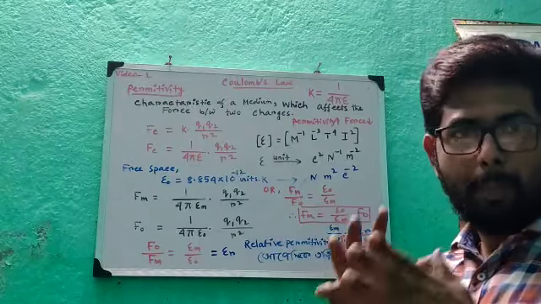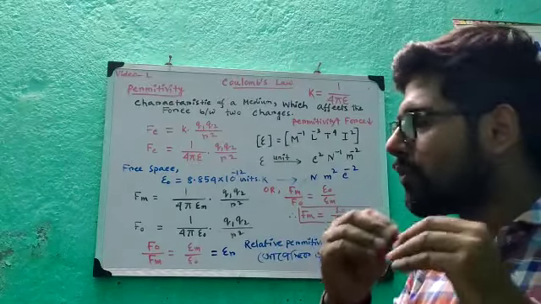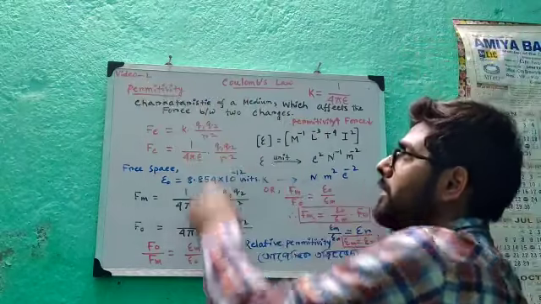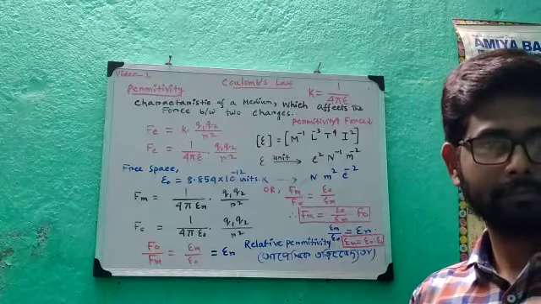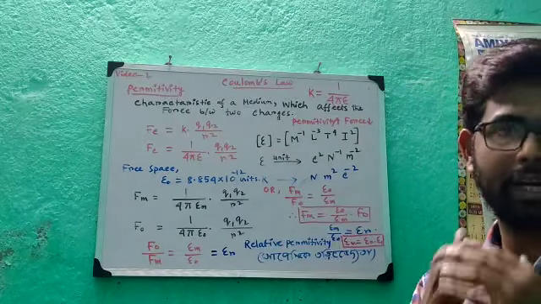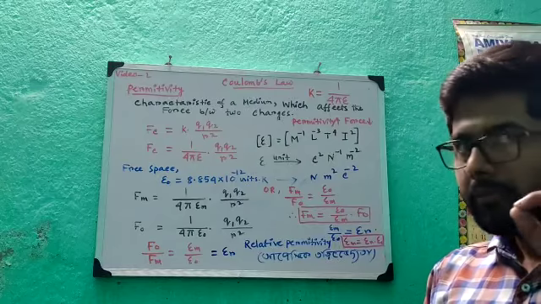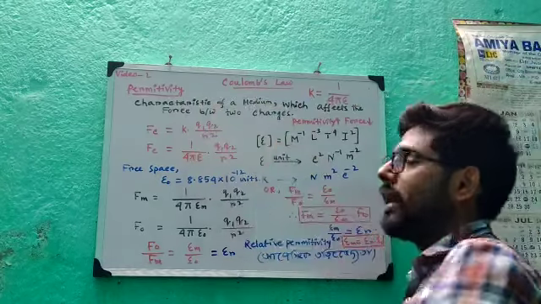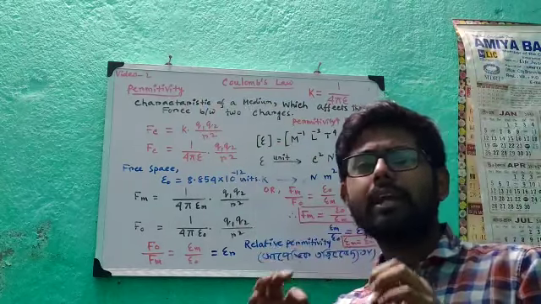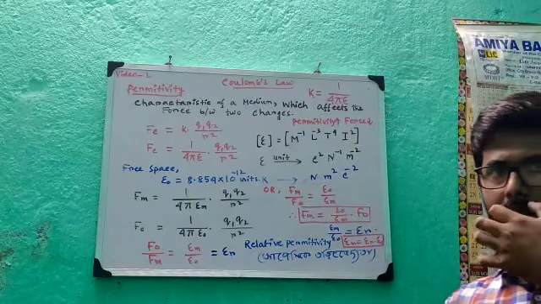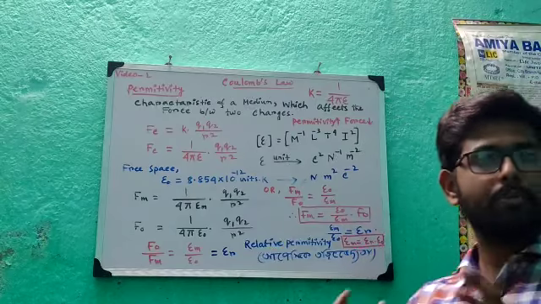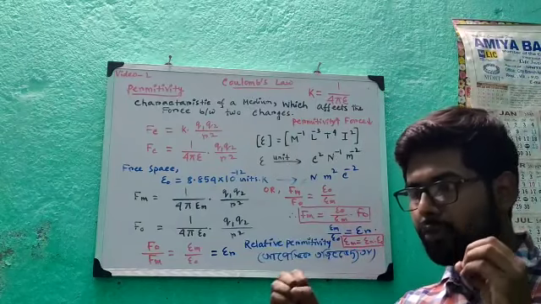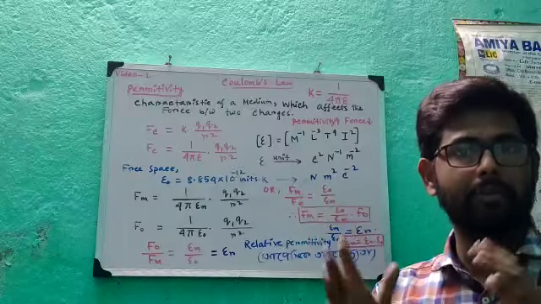Now, permittivity, you just break the word permittivity. It comes from permission. Now, permission for what? Every medium has a unique characteristic that it gives certain amount of permission to two sets of charges to interact between them.